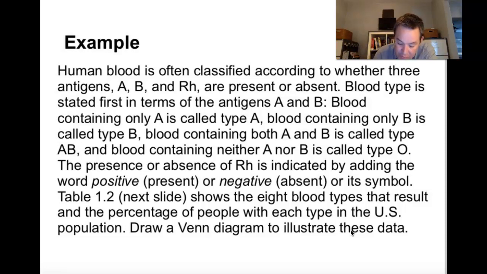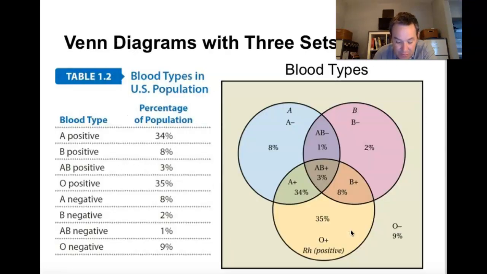Table 1.2 shows the 8 blood types that result and the percentage of people in the U.S. population who have each type. Draw a Venn diagram to illustrate these. So this is just to illustrate that we can have a Venn diagram with 3 overlapping sets that creates 1, 2, 3, 4, 5, 6, 7, and 8 sections to fill in. So in this case, we have blood type A positive, B positive, AB positive, O positive, A negative, B negative, AB negative, and O negative.